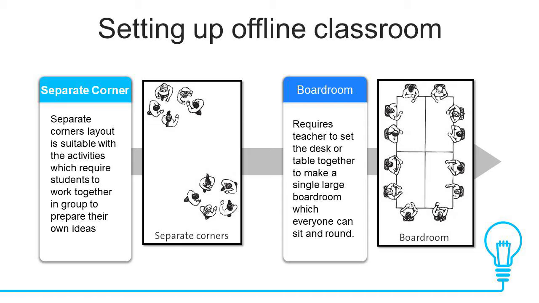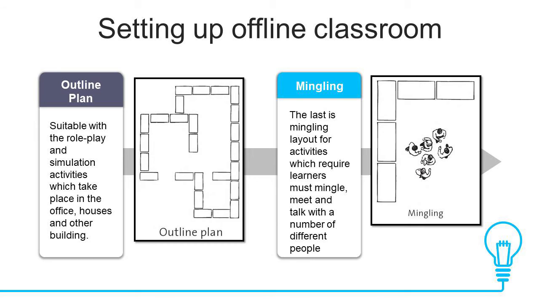The fourth is boardroom, which requires the teacher to set the desks or tables together to make a single large boardroom table, which everyone can sit around. This seating layout is suitable for activities such as meetings, presentations, and oral report back. The next is outline plan layout. It's suitable for role play and simulation activities which take place in offices, houses, and other buildings. Teachers should arrange seats or tables to create the outline plan of a number of different connected room shapes, corridors, doorways, communal areas, etc.